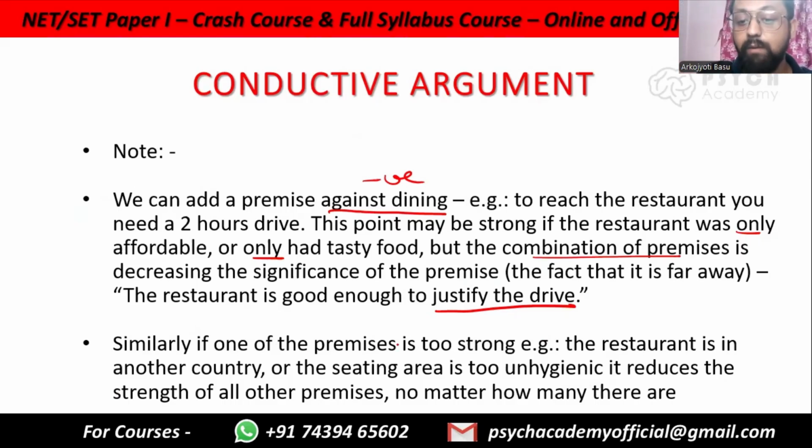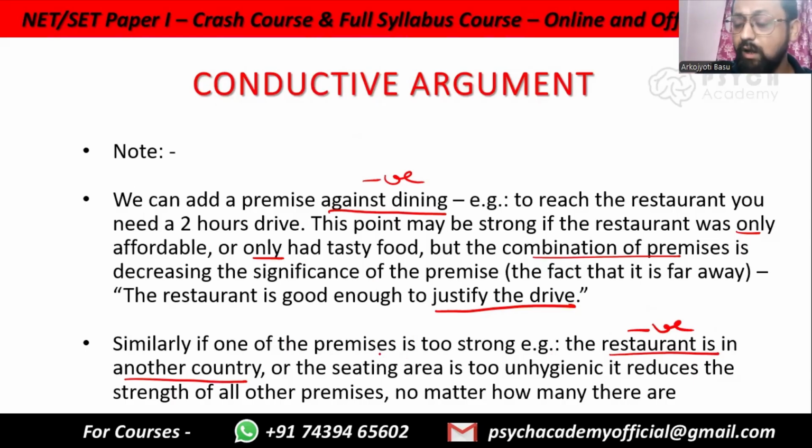But if one of the premises is too strong, for example, the restaurant is in another country, then the distance becomes extremely strong. And then you are not thinking that the distance would be justified by the food that you get, or the ambience, or the total experience that you have. No, it is another country. So this one negative premise was so strong it reduces the significance of all the other premises.